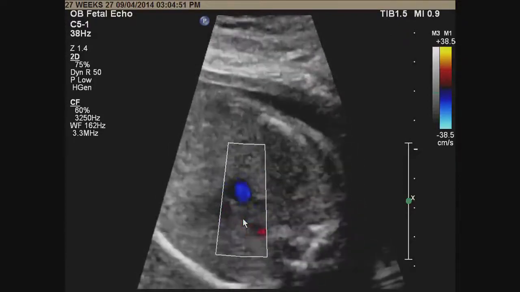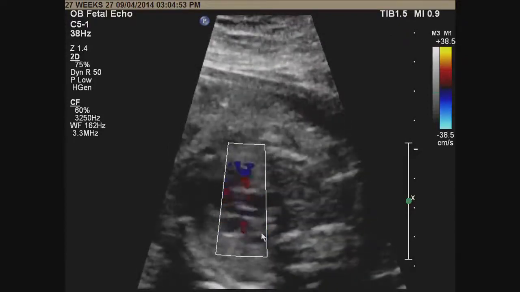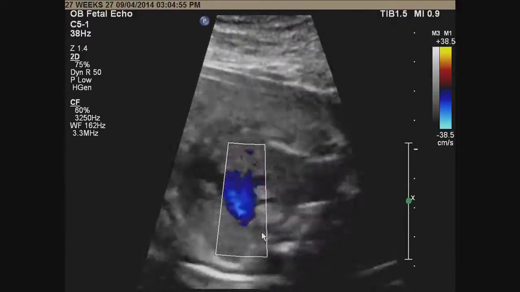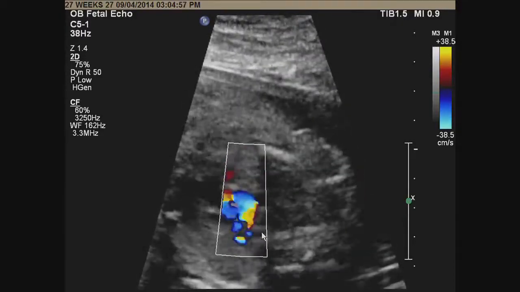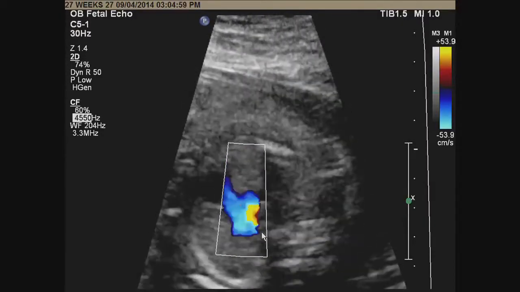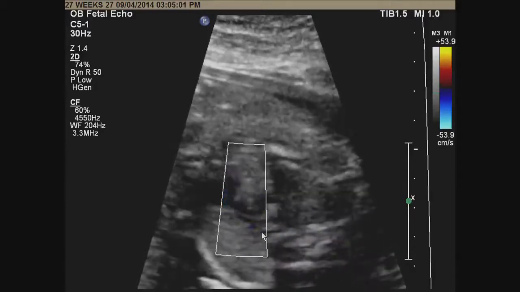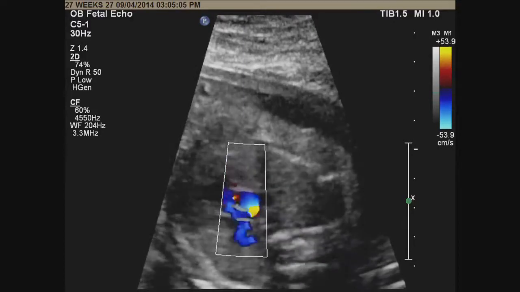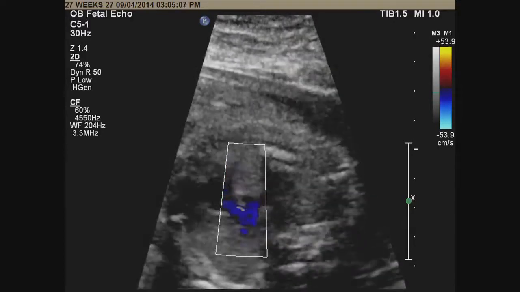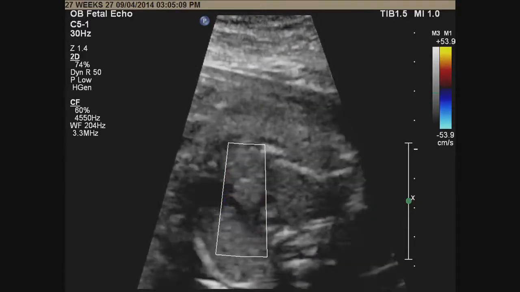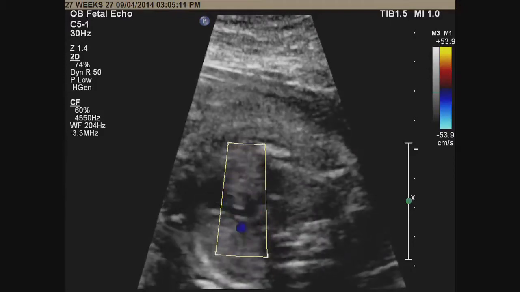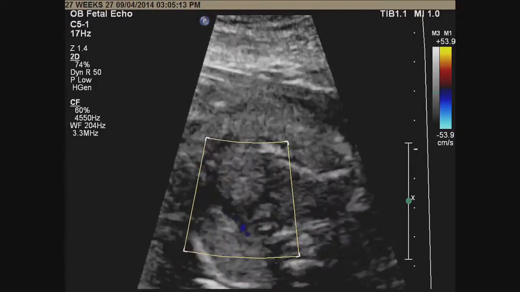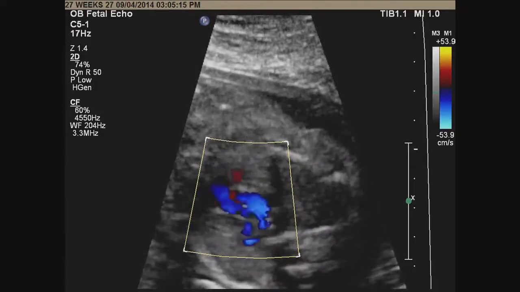So I'm going to angle towards the 3-vessel trachea view. I'm going to increase the PRF a little bit here, because the flow is a higher velocity in these vessels, and maybe I'll make the box just a little bit bigger, just to give a perspective of where I am. So here you have to see blood flow in similar directions between the ductal arch and the aortic arch.